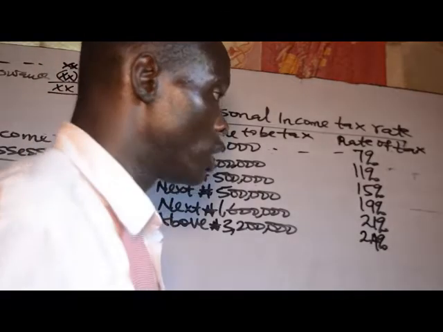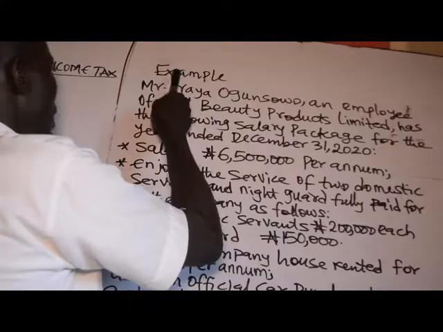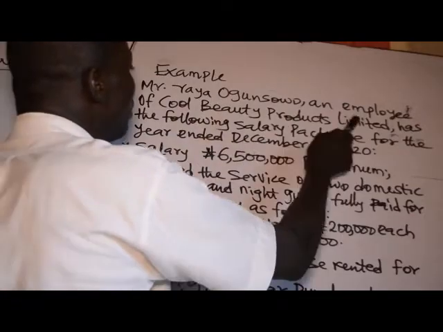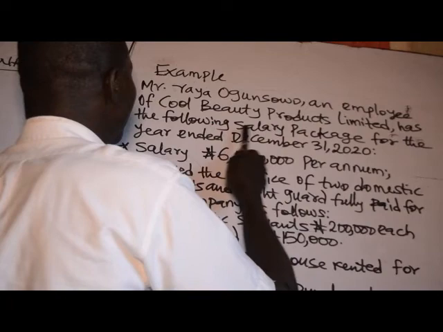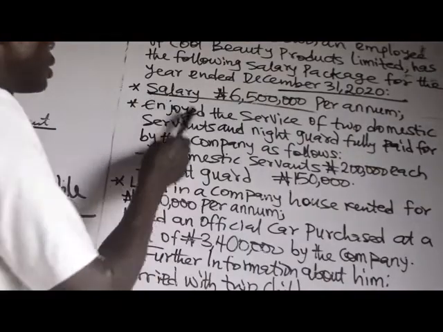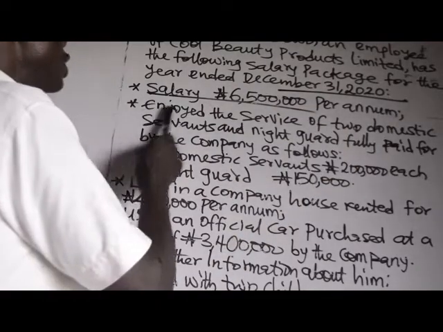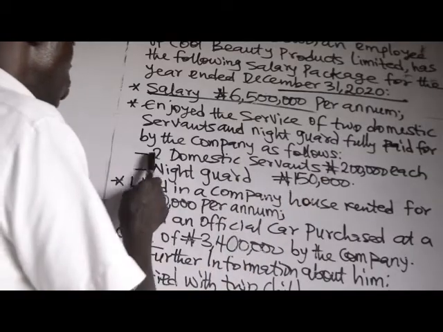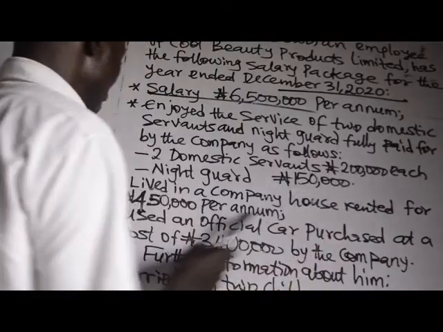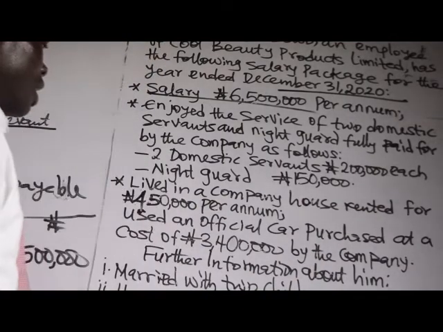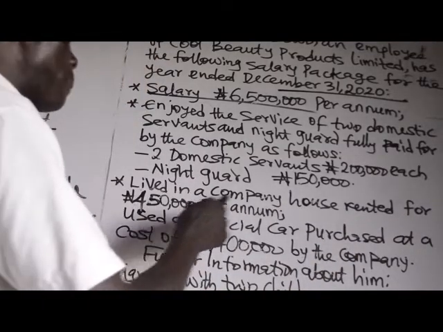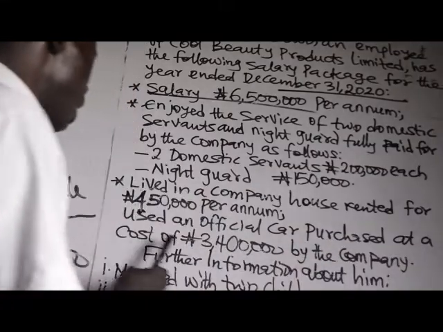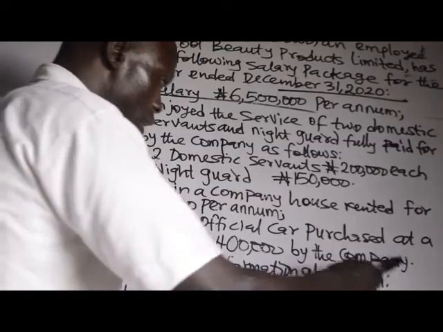Now, I therefore want to consider, I want to take a work example. Example, Mr. Yaya Ogunsowo, an employee of Cool Beauty Product Limited, has the following salary package for the year ended December 31st, 2020. Salary, 6.5 million naira per annum. Enjoy the service of two domestic servants and night guard fully paid for by the company as follows. Two domestic servants, 200,000 naira each. Night guard of 150,000 naira. Lived in the company house rented for 450,000 naira per annum. Used an official car purchased at a cost of 3.4 million naira by the company.